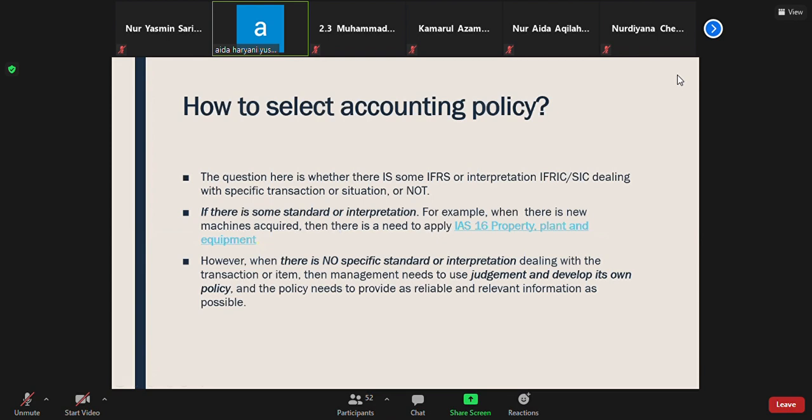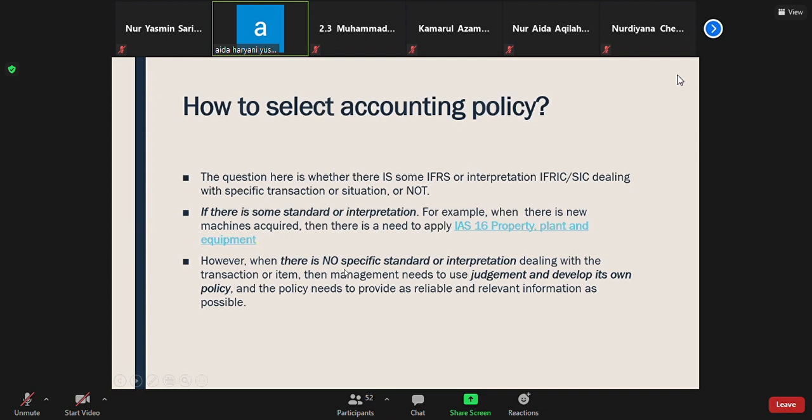For example, when you acquire a machine, then you can apply IAS 16. If you acquire investment property, then you can apply IAS 40. However, when there is no specific standard or interpretation dealing with the transaction or item, then management needs to use judgment and develop its own policy.